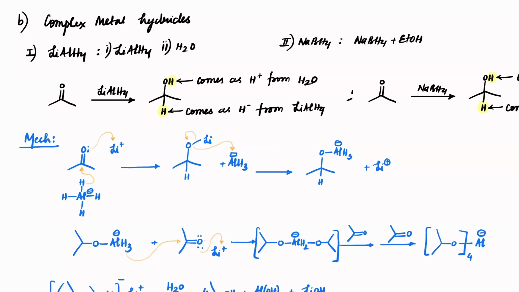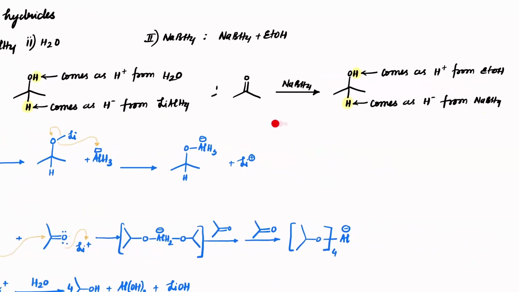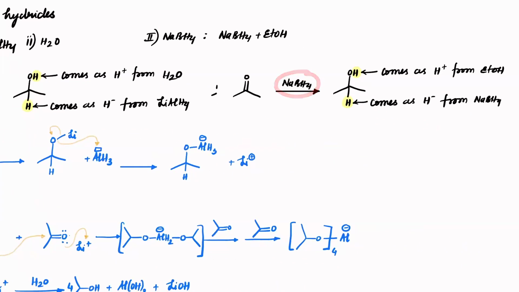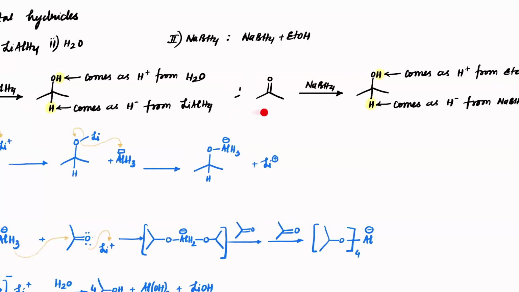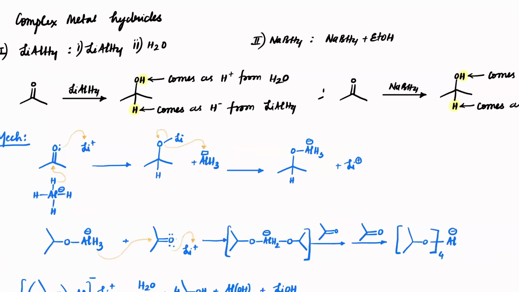Now, when you add lithium aluminum hydride, you will see H will come here and H will come here. This hydrogen comes from H minus of lithium aluminum hydride, while this H comes from H plus of water. And when you use NaBH4, the H minus comes from NaBH4 and the H plus comes from ethanol. So this is how the reduction takes place.